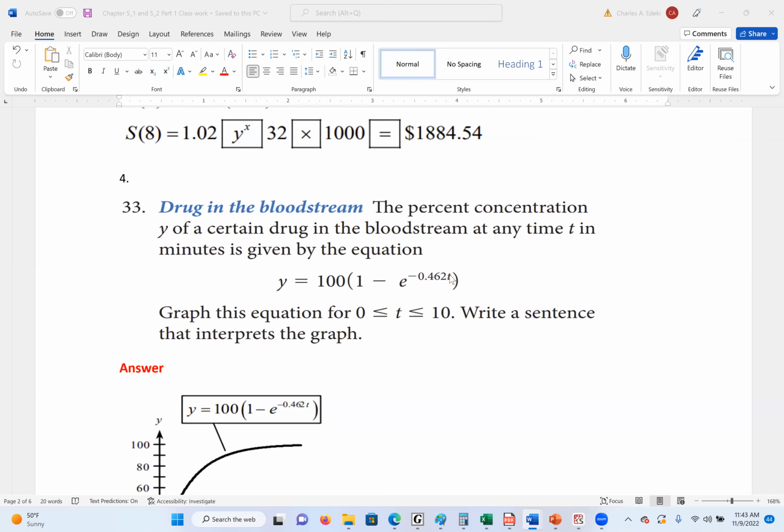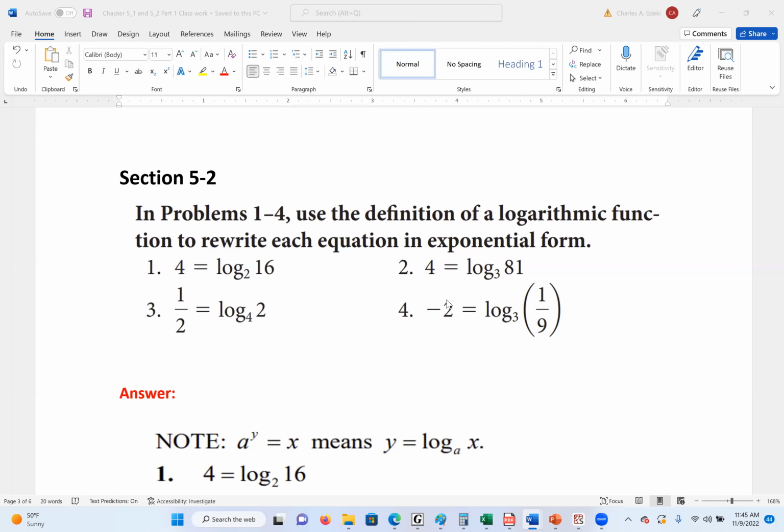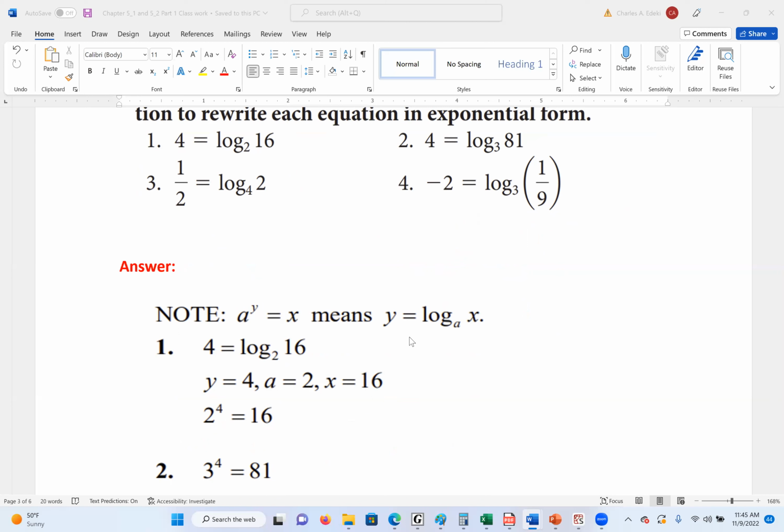Same thing applied to question number 2. 3 to the power 4 equal to 81. Then 4 to the power half equal to 2. Then the base is 3 again, 3 to the power negative 2 equal to 1/9. And this is the solution here. So they gave us the formula again. a to the power y equal to x is the same as writing y equal to log base a of x. So again, this a becomes the base for the exponential, and the answer y is the exponent equal to the x.